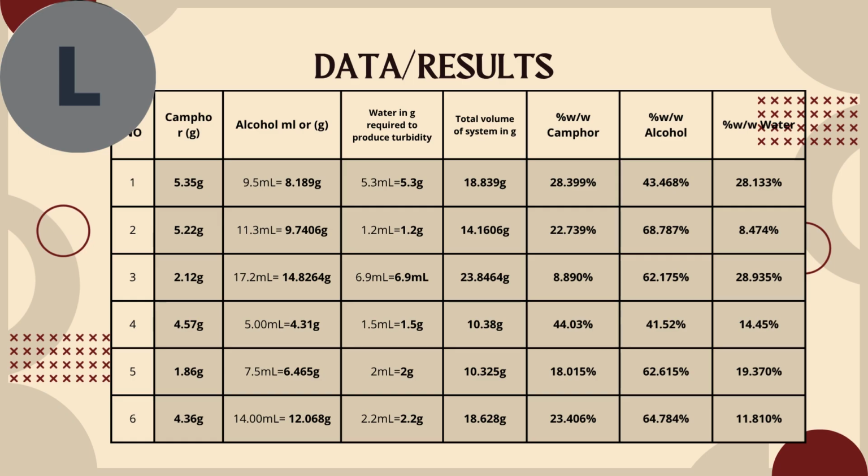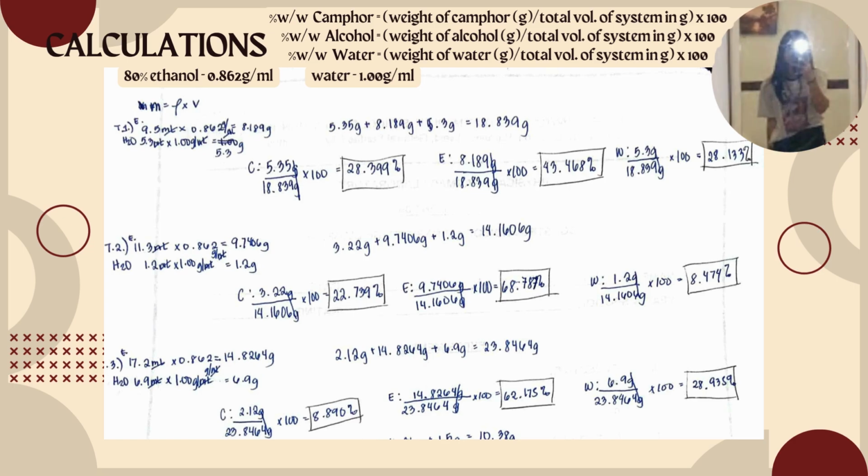So now let's proceed to calculating the percentage weight in weight for camphor, alcohol, and water. Here, let me show you the calculations. First, we have to convert ml to gram for our ethanol and water. The density of 80% ethanol is 0.862 gram per ml. We have the formula mass is equal to density times volume, or volume times density.